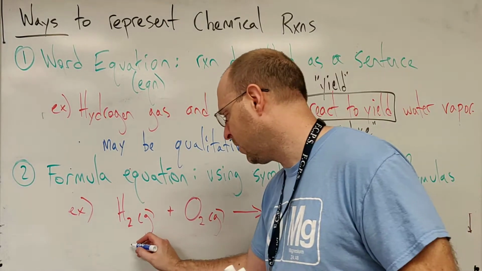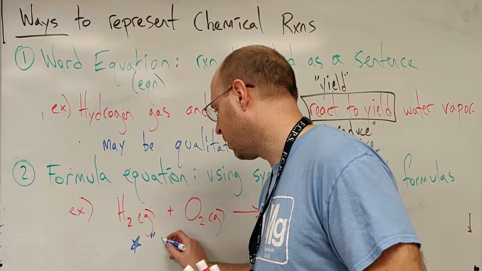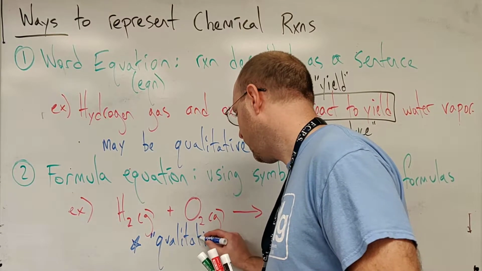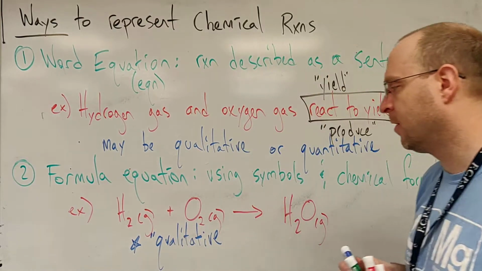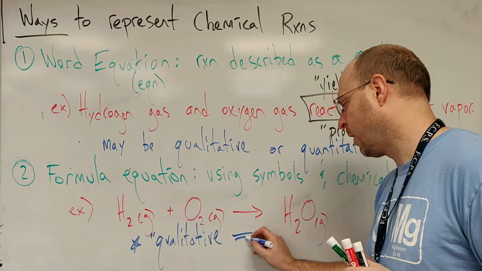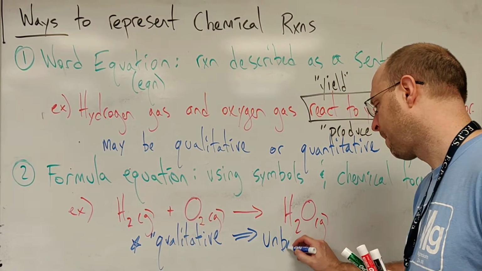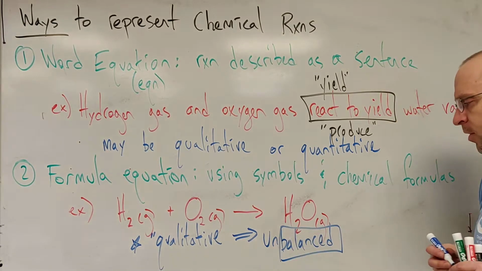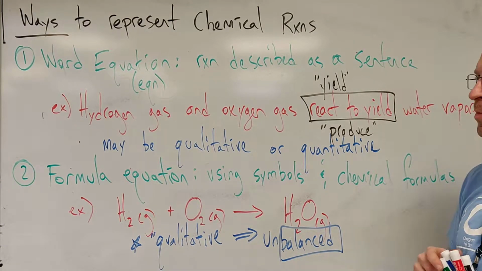So I'll make a little note here. It's, and I'll put it in quotes, qualitative. And it's qualitative until we make it quantitative, and that requires a little extra work. So it's qualitative when it is unbalanced. Okay, and that's an important vocabulary term when we're talking about chemical reactions being balanced.